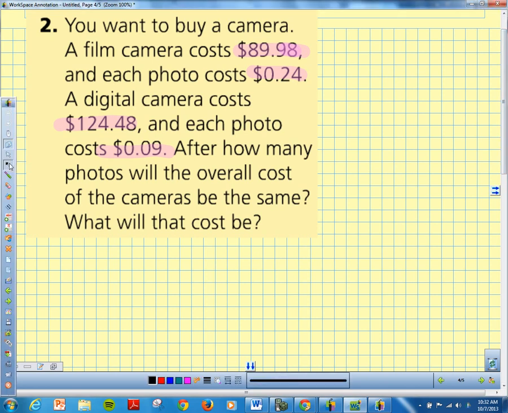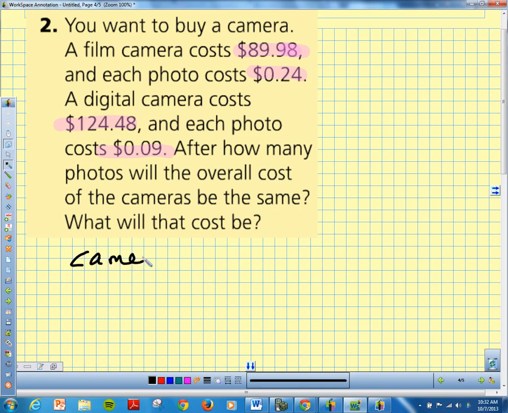This is what's called a break-even problem because we want to figure out when are the two costs equal. So you can just write the equations without a y because we don't have to graph this. We're just doing math to answer it. So what's the first camera cost? Brady.